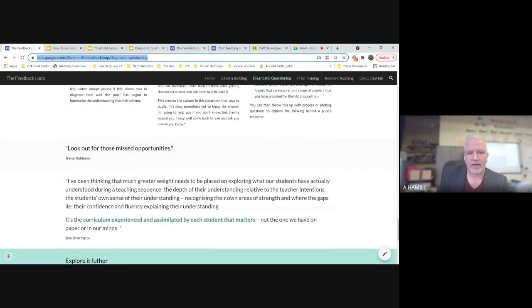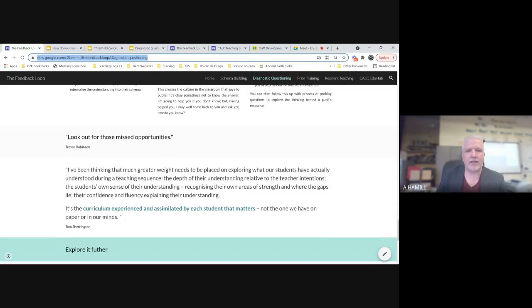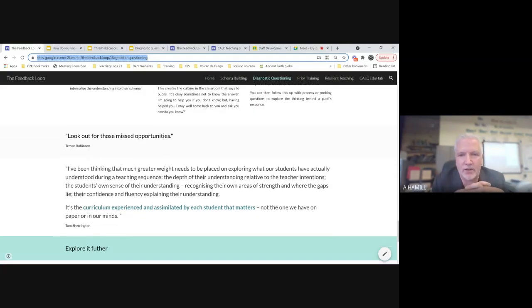And finally, from Tom Sherrington, a blog that he just wrote this week, I thought this was brilliant. I've been thinking that much greater weight needs to be placed on exploring what our students have actually understood during a teaching sequence. The depth of their understanding relative to the teacher's intentions, and the student's own sense of their understanding, recognizing their own areas of strengths and where their gaps lie, their confidence and their fluency in explaining their understanding. Loads to reflect on there.